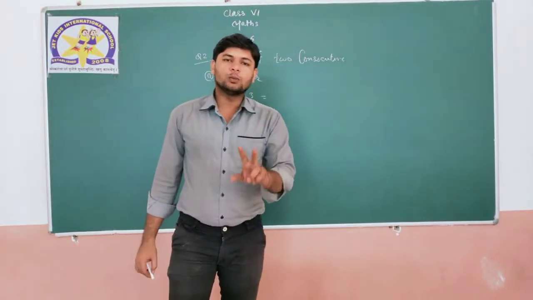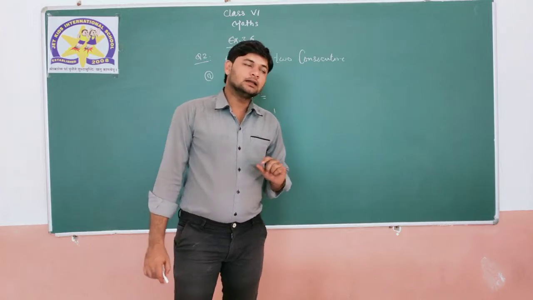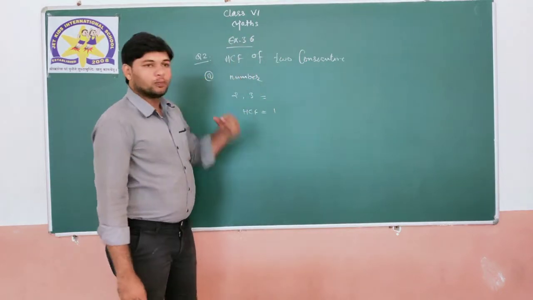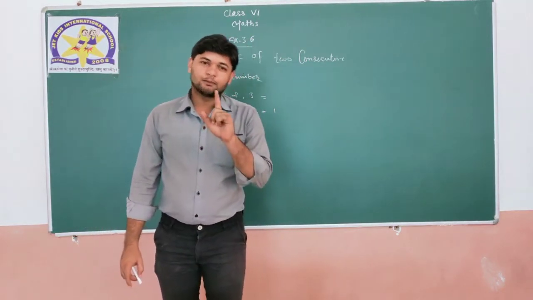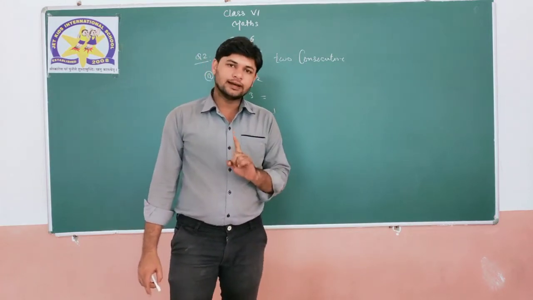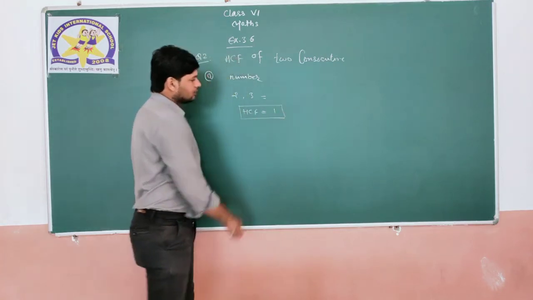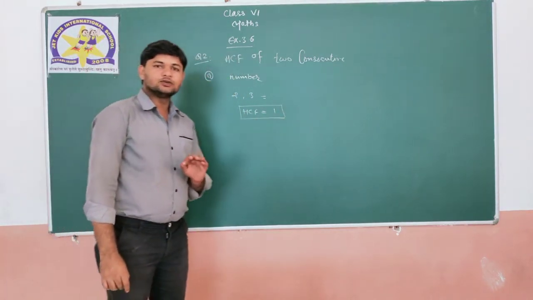If there are two consecutive numbers, then they will be co-prime numbers, and the common factor between co-prime numbers will be 1 only. So the highest common factor will also be 1. Clear? Hope this is clear to all of you.